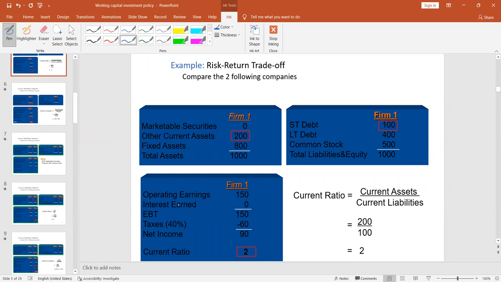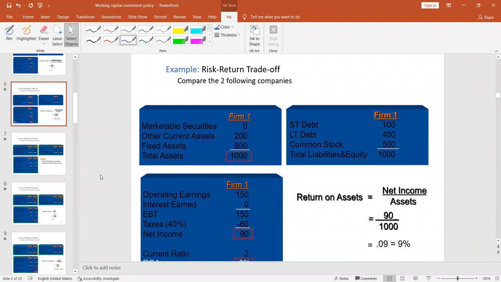If you see, it's only 100. The short term debt is only 100. Have you seen the short term debt? There is only 100. Yes, sir. So you can easily calculate current assets divided by current liabilities, and the current ratio is 2. And there is a common standard we practice: current assets should be 2 times higher than current liabilities. It's not common for every firm, but we practice this.